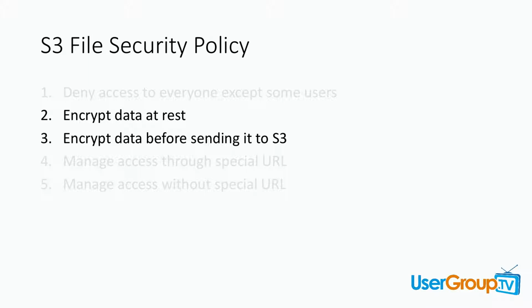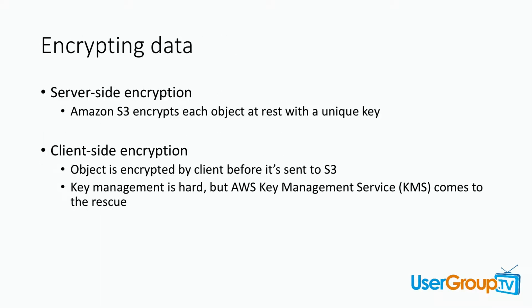Okay, now we're moving on to the next item on our list for implementing our policy, which is encryption. You have primarily two options when it comes to encrypting your data. There is server-side encryption, where Amazon S3 encrypts each object at rest with a unique key. Amazon makes server-side encryption absolutely transparent. So even if you enable server-side encryption, when you ask S3 for an object, let's say I want this video file, it returns the video file after it's decrypted.